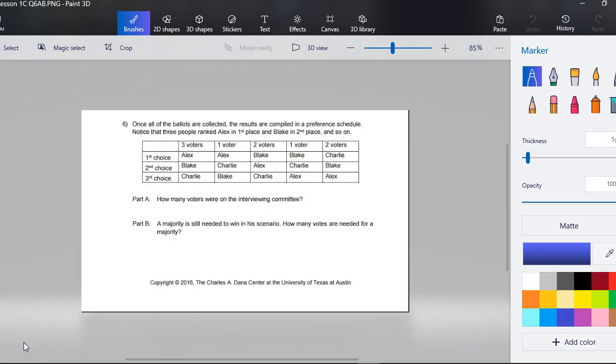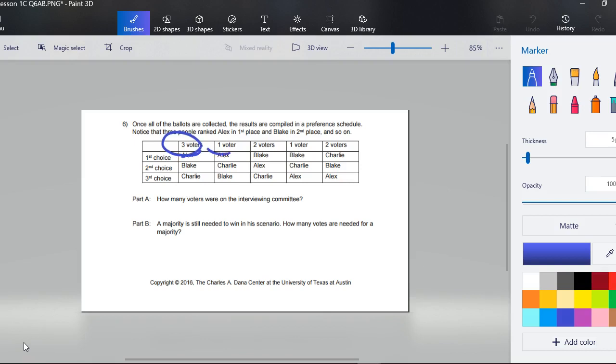Going on with question 6, you really should look at question 6 in full before watching this explanation. So I would pause, go to question 6, and then come back. Question 6 says, once all of the ballots are collected, here are the results compiled in the preference schedule. Notice that 3 people ranked Alex first and Blake second, etc. It would be really good for you to draw on the information to help you answer these questions. How many voters were on the interviewing committee?